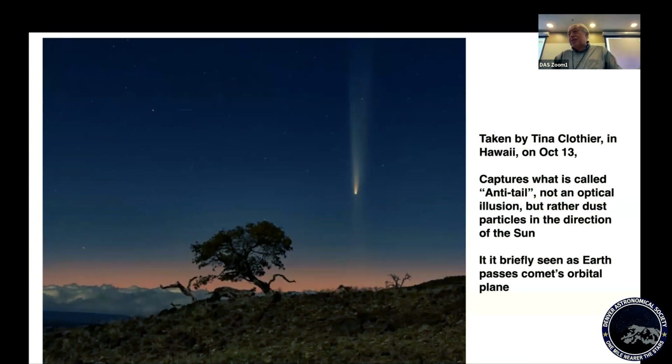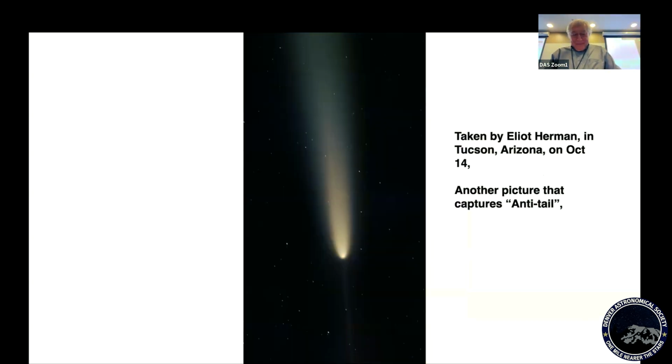The anti-tail is not an optical illusion, as some people may think, but it is actually dust particles between the comet and the sun. It is only briefly seen, you cannot capture it anytime. This is because the Earth is passing through the comet's orbital plane, and there is a scientific explanation for this, through dust particles from the comet. This one also shows the anti-tail. It was taken in North America, Arizona, and you can see how huge the tail is, and the anti-tail is right in front of it, very visible in this case.